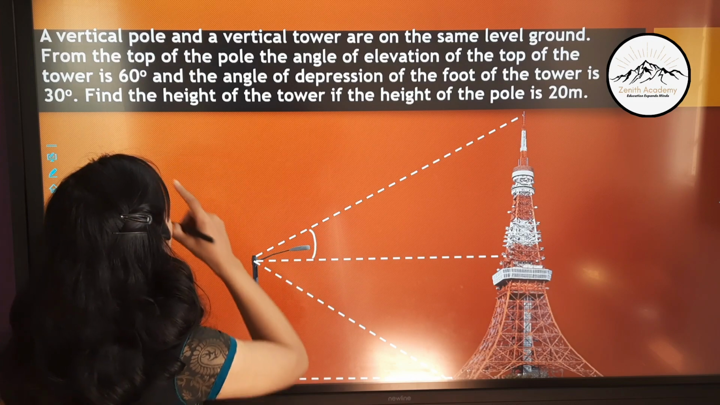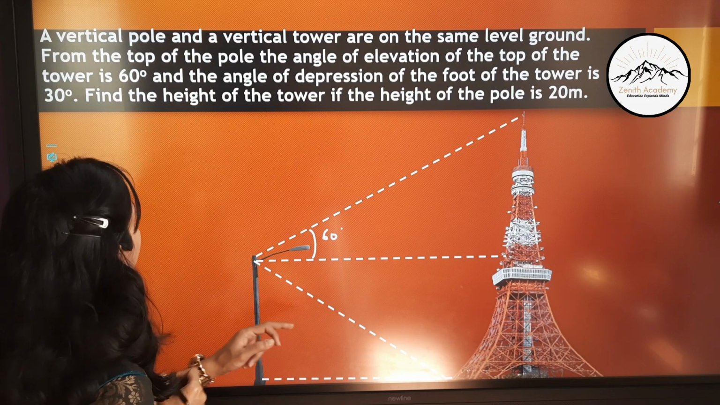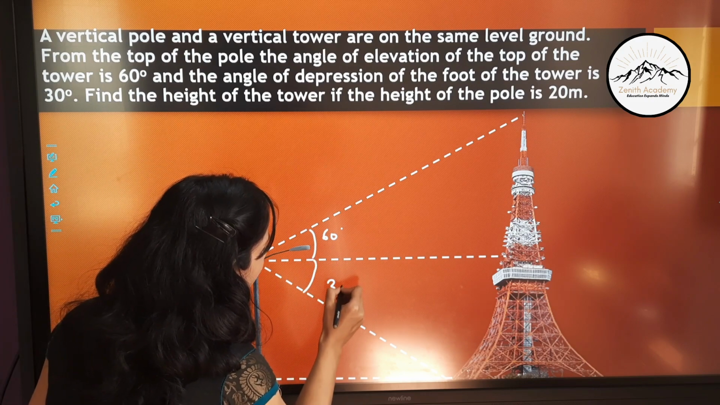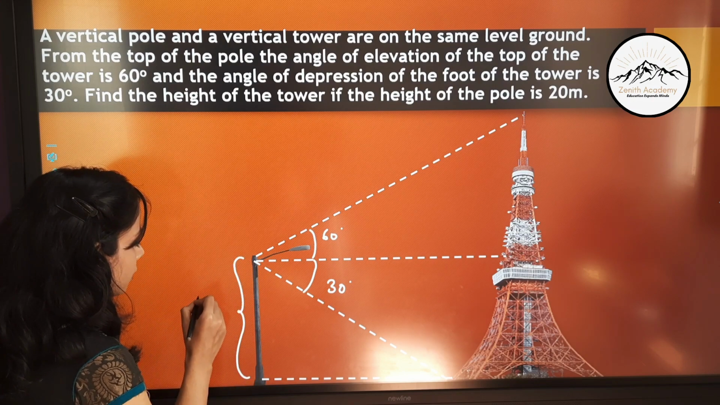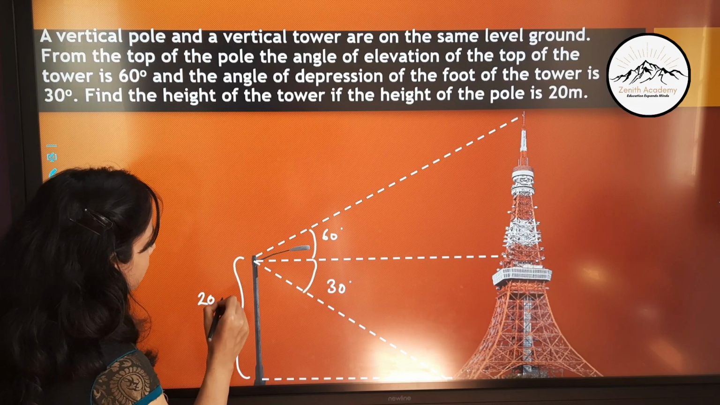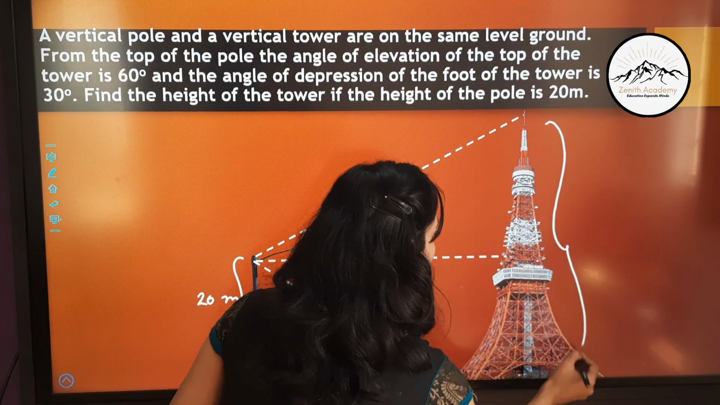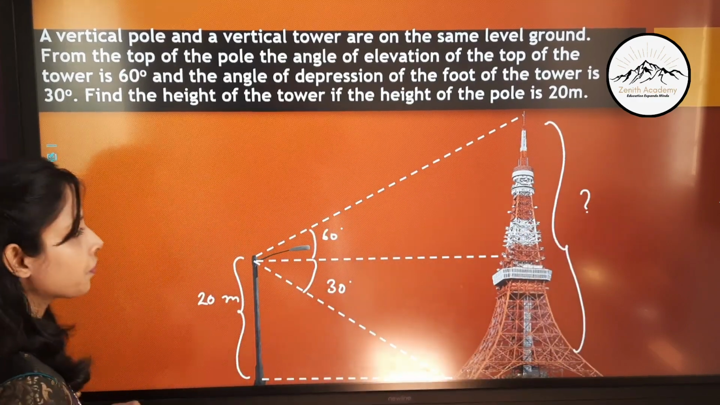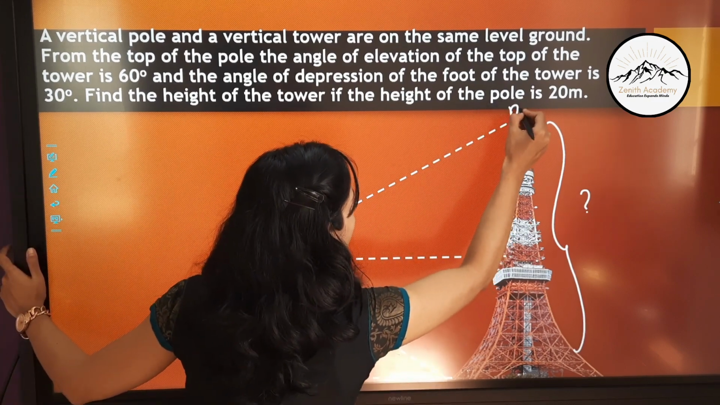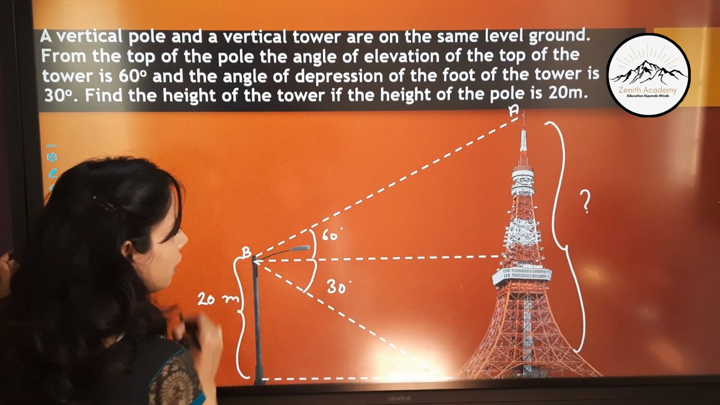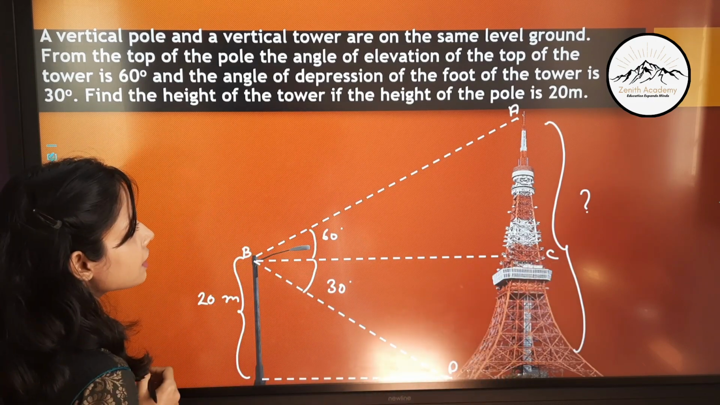This angle is given to us as 60 degrees and the angle of depression is given to us as 30 degrees. The height of this pole is given to us as 20 meters. And what we need to find? This height of the tower. Now, let's mark A, B, C. I show you the diagram, how we will draw it in exam.